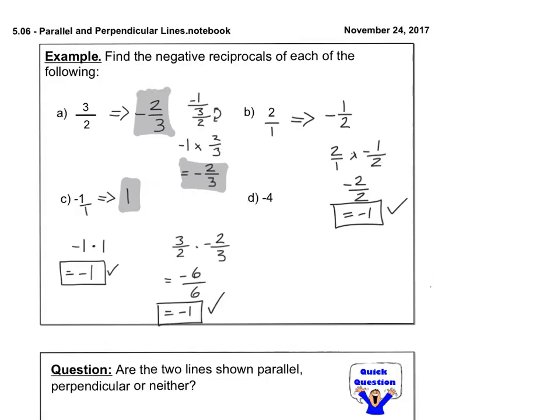And finally, let's find the negative reciprocal of -4. So again, that -4 is over an imaginary 1. If we take the inverse of that fraction, it's going to be 1/4. We also need to flip the sign, so that negative becomes a positive, which means this is our negative reciprocal.